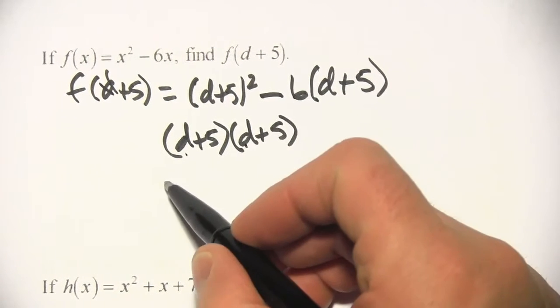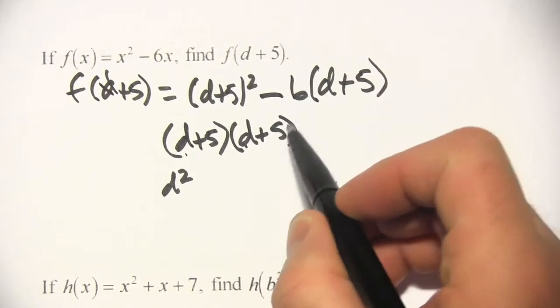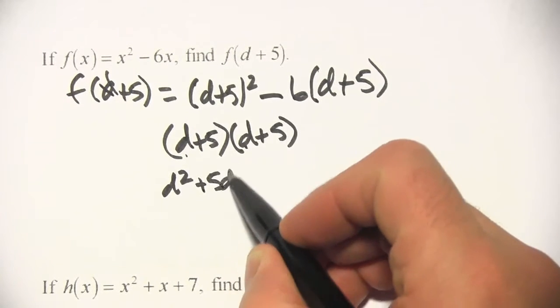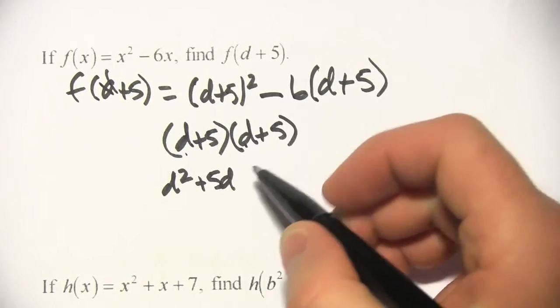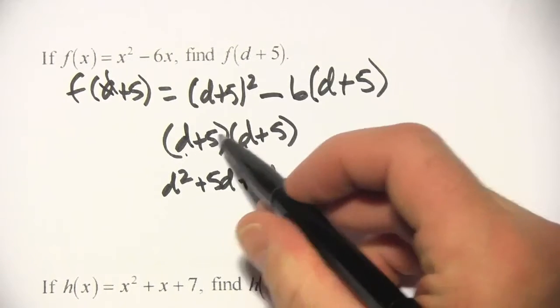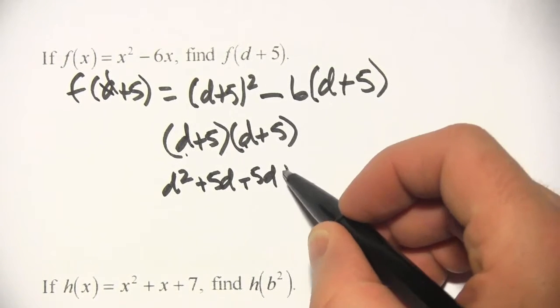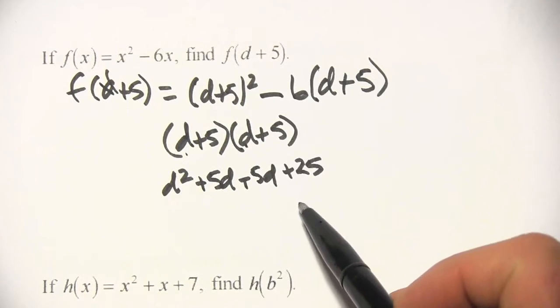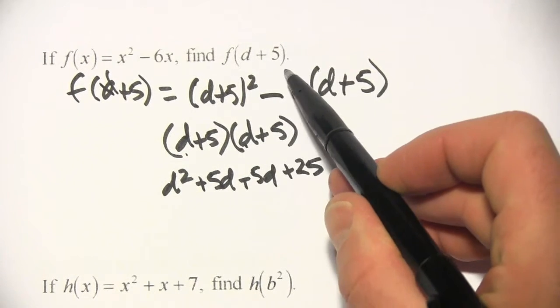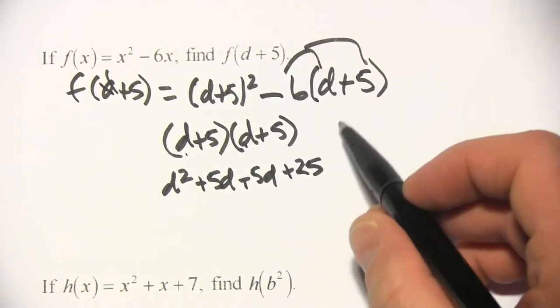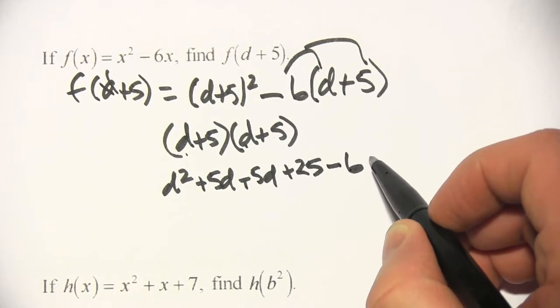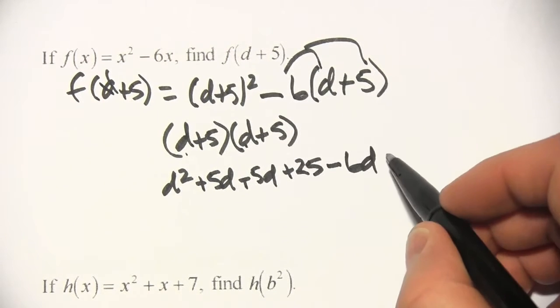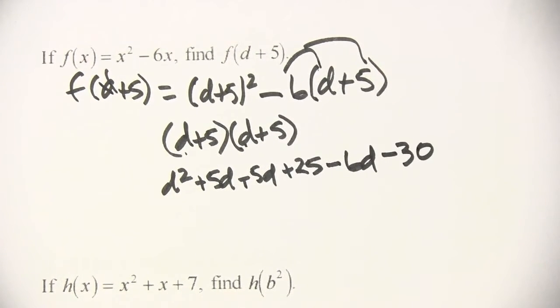So the first term is d times d, d squared. The outside terms, d times 5 is 5d. Inside terms, 5 times d is 5d. And the last terms, 5 times 5 is 25. Okay, so that's FOILed out. And then we should also distribute this negative 6. So negative 6 times d is minus 6d. Negative 6 times 5 is minus 30.